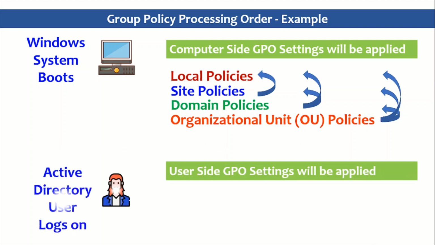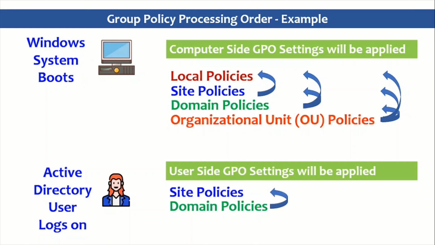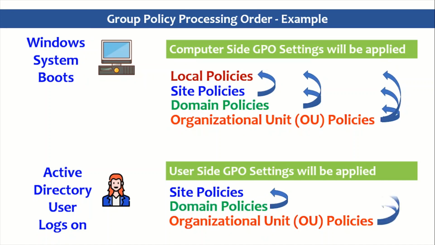Now an Active Directory user logs on to this system. So what happens is, the user side GPOs, say group policy object settings, will be applied. This user will be a part of a site, so the site level policies will be applied first. Then the domain level policies will be applied, and if there is a conflict, again the domain level policy will override site level policies, and this user will be part of an OU. So OU level policies will override domain level policies and site policies.